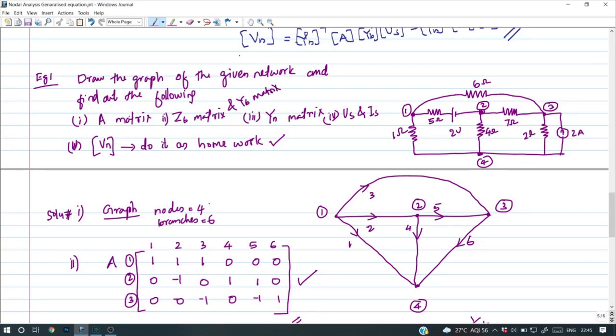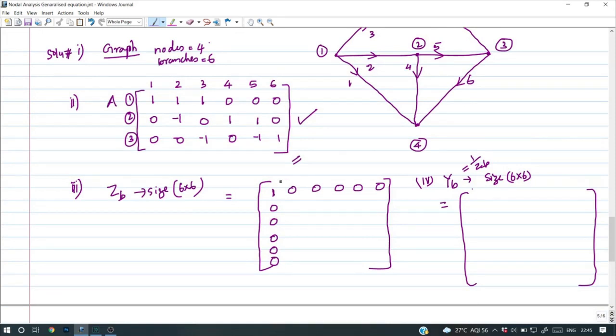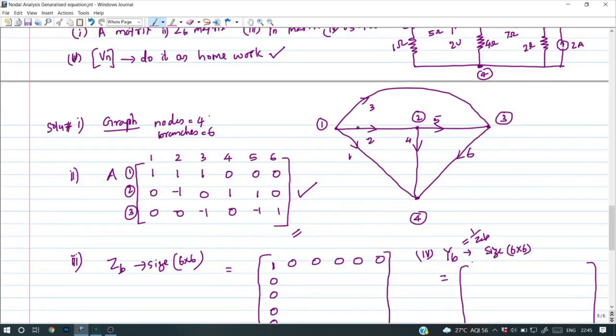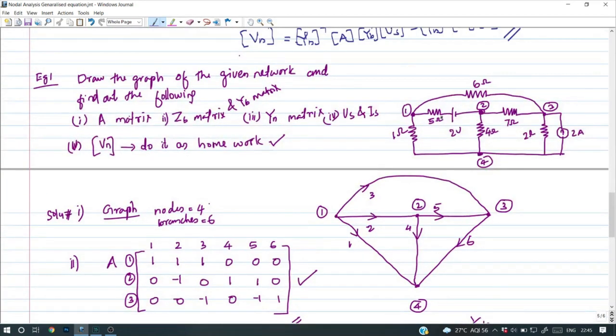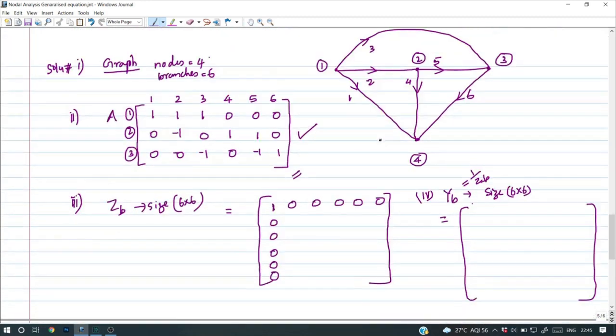So corresponding to the first branch, what is the impedance? The first branch impedance is 1, which I already marked. So corresponding to branch 1, the resistance value is 1 ohm. That is the diagonal entry. Remaining entries are 0. Let's see the second entry. Second branch, what is the impedance? 5 ohm. So corresponding to the 2 by 2 element, that is the diagonal entry, you need to mark 5. Remaining entries are zeros, like this.